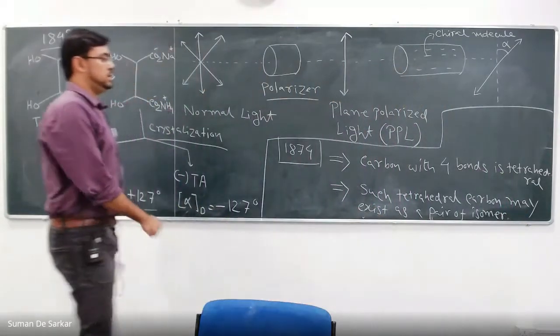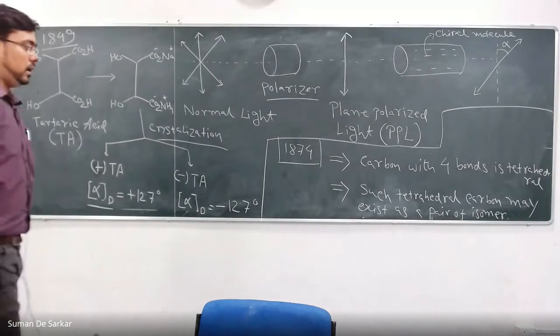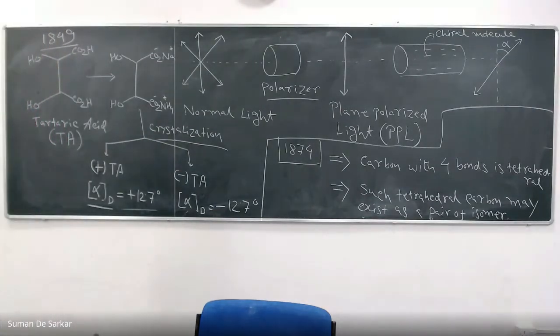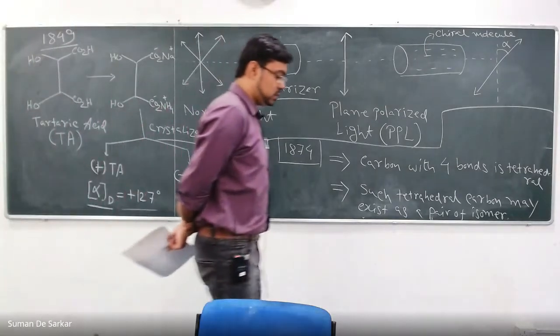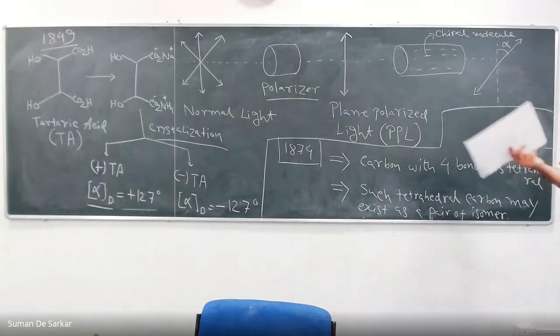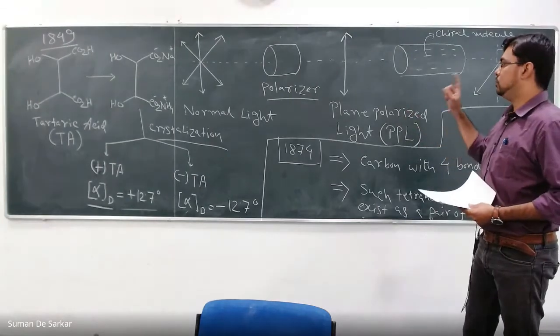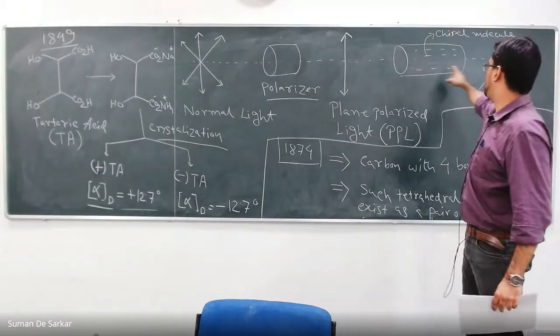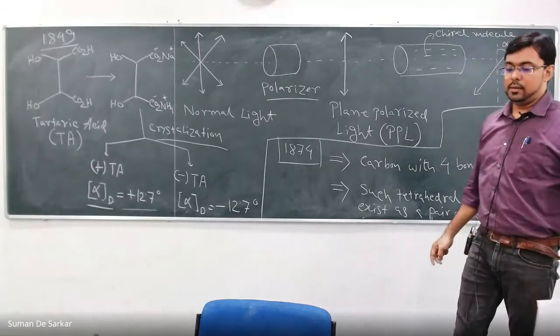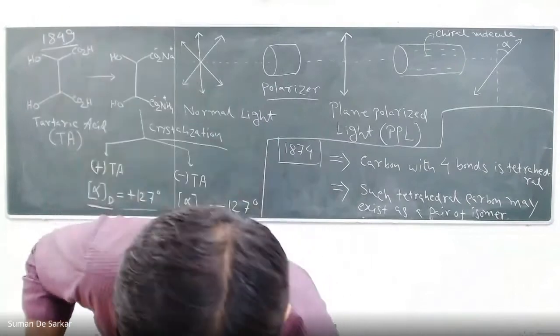Okay, so I repeat these 2 statements. Carbon with 4 bonds is tetrahedral, and the second statement is that such tetrahedral carbon may exist as a pair of isomers. Okay. So they gave these 2 statements to explain this phenomenon, that from a mixture of tartaric acid, if you separate 2 fractions and put them in plane polarized light, it passes through, and then there's a rotation, and the rotation is exactly the same but in different directions.